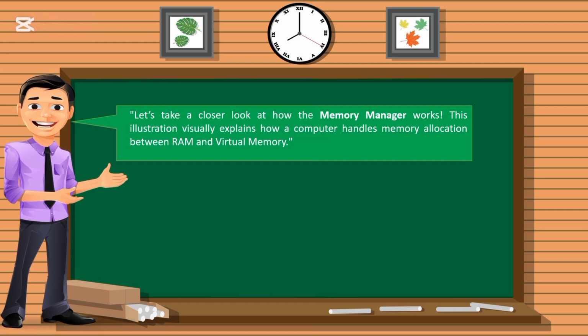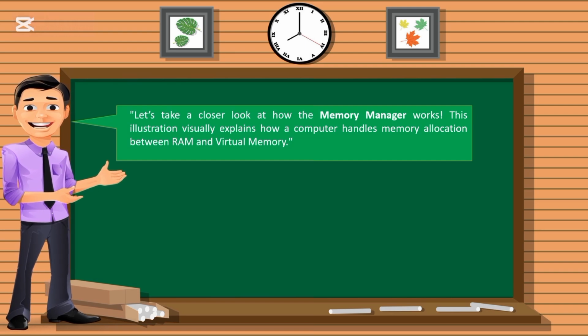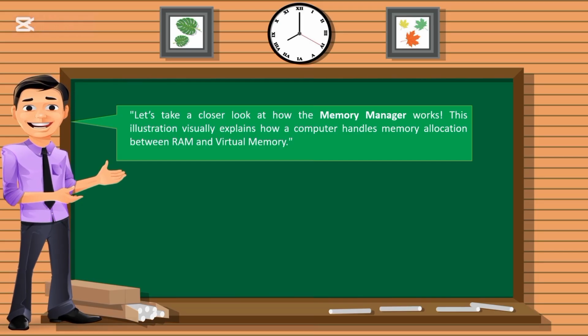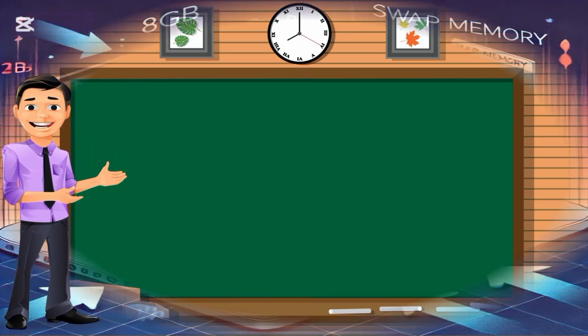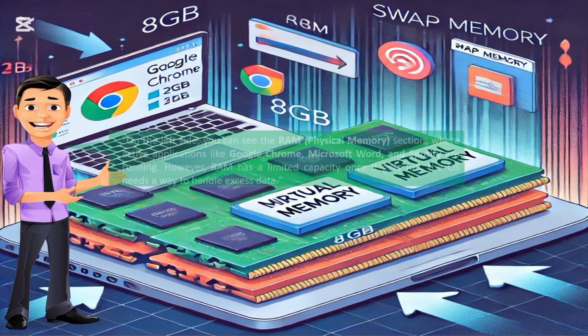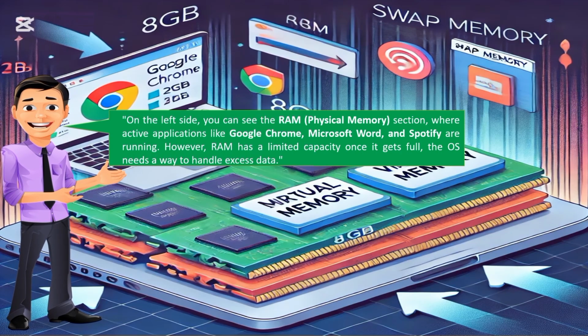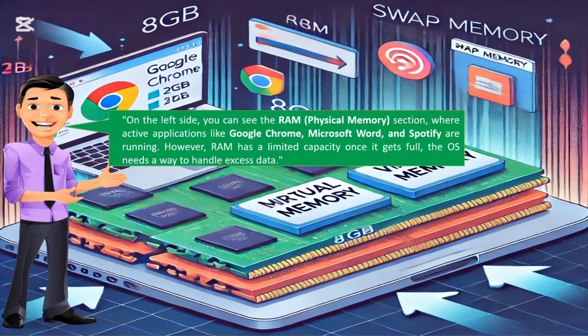Let's take a closer look at how the Memory Manager works. This illustration visually explains how a computer handles memory allocation between RAM and virtual memory. On the left side, you can see the RAM physical memory section, where active applications like Google Chrome, Microsoft Word, and Spotify are running.